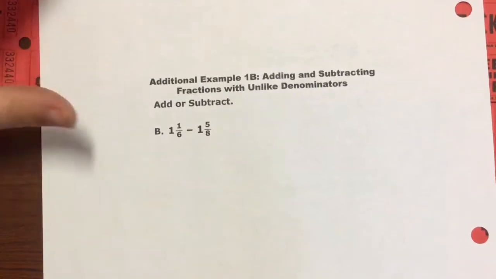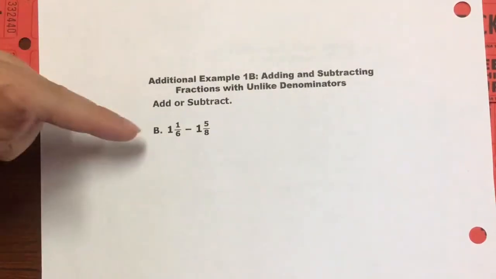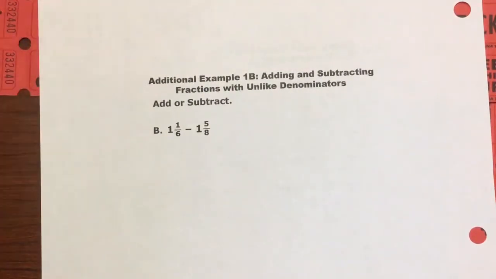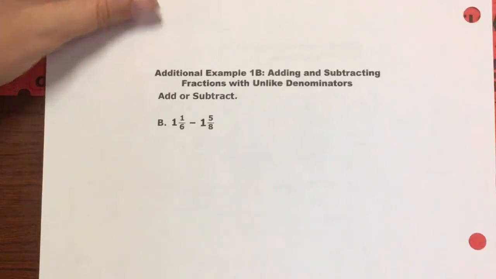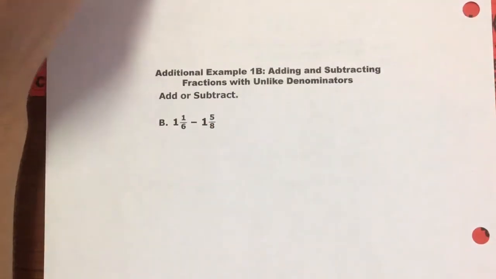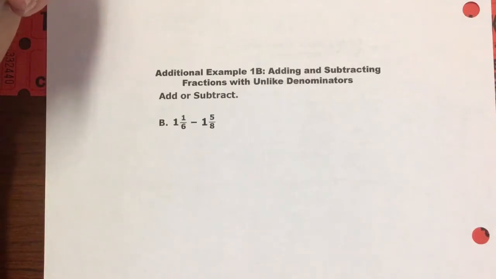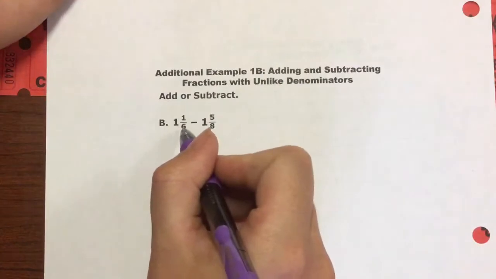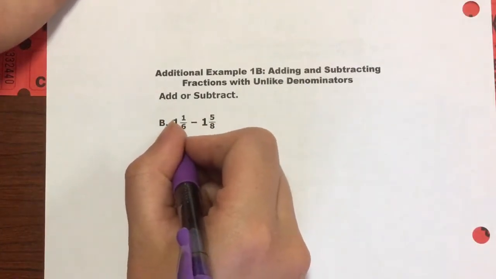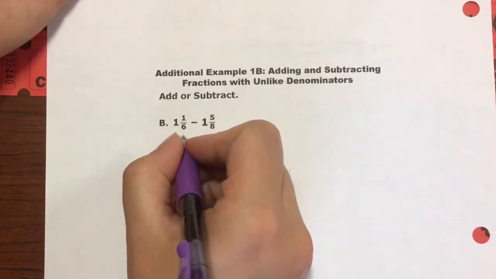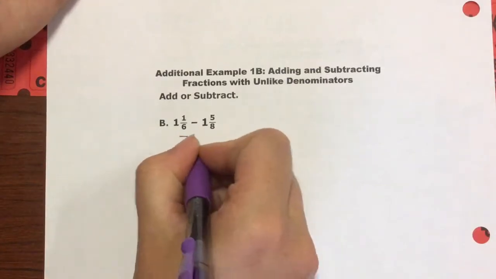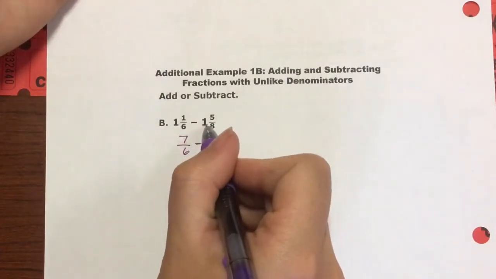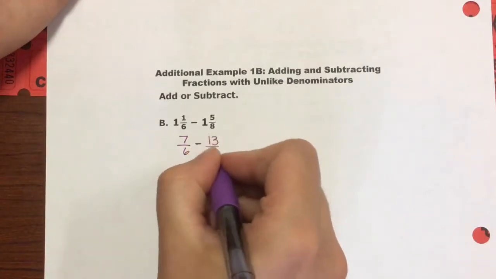Ooh, this one's fun. Okay, now we're subtracting, and we have mixed numbers here. You can add and subtract with mixed numbers while keeping them mixed numbers, but just to make things easy, we're going to convert these mixed numbers to improper fractions. I think sometimes it's easier to deal with improper fractions. So let's go ahead and do that. Remember, we go 6 times 1, which is 6, and add the 1, which makes it 7/6. So we got 7/6 minus 8 times 1 is 8, plus 5 is 13/8.